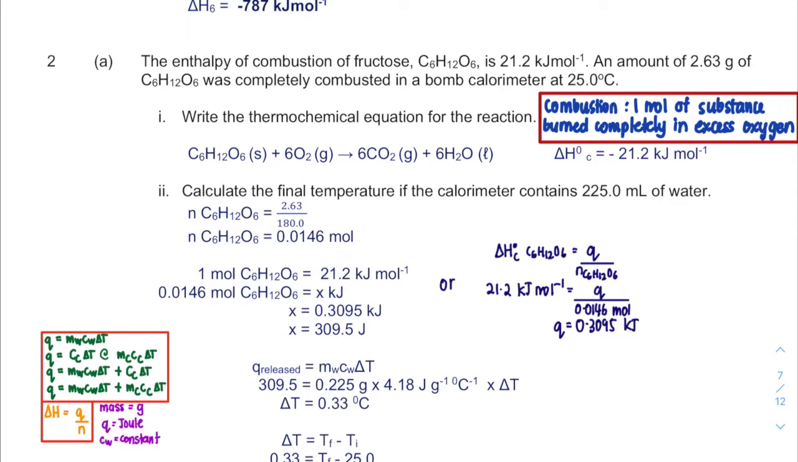Question number 2 mentions that the enthalpy of combustion of fructose is 21.2 kJ per mole. An amount of 2.63 gram of fructose was completely combusted in a bomb calorimeter at 25 degrees Celsius. Write the thermochemical equation for the reaction. Remember that enthalpy of combustion is when 1 mole of substance burns completely in excess oxygen. So when you make the equation, we have O2, CO2 and H2O. For the balancing, the hint is to first balance carbon, next balance hydrogen, and last but not least balance the oxygen itself.